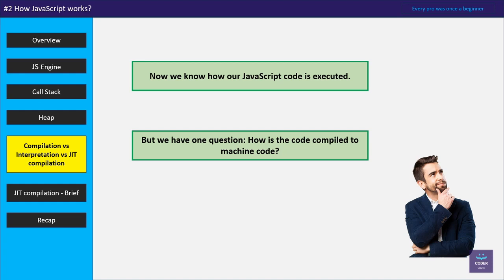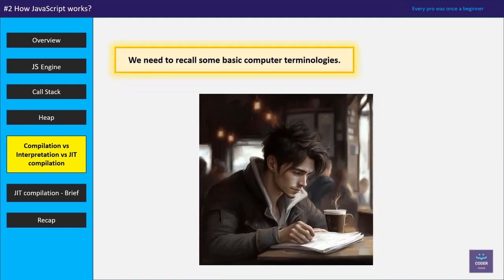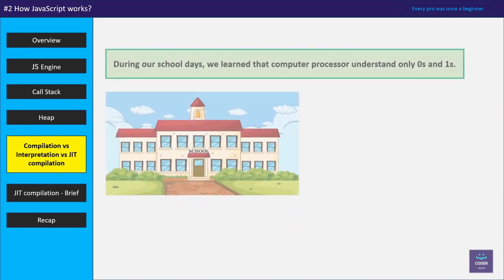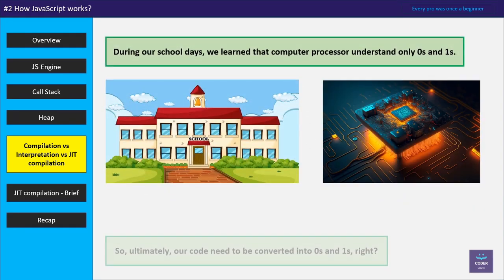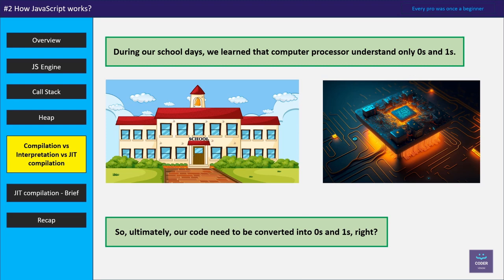But we have one question, right? How is our code compiled to machine code? For that, we need to recall some computer terminology called compilation and interpretation. We learned those things in our school days, right? For example, our computer processor doesn't understand our coding language. It will understand machine language only, that means zeros and ones. So ultimately our code needs to be converted into zeros and ones, right?